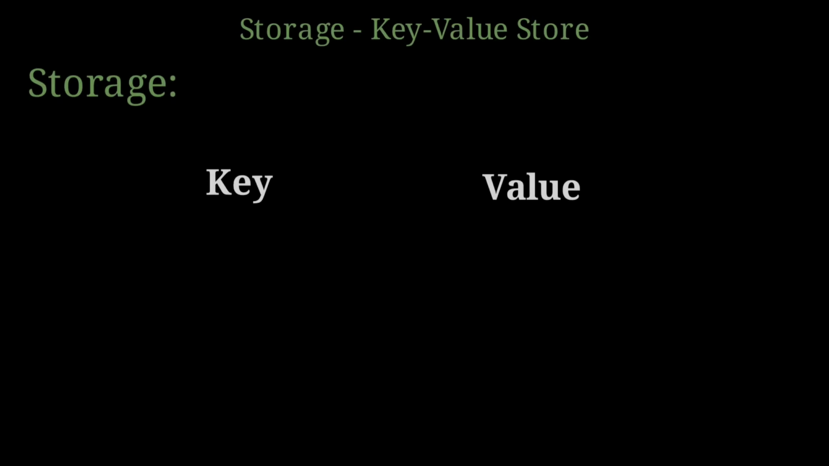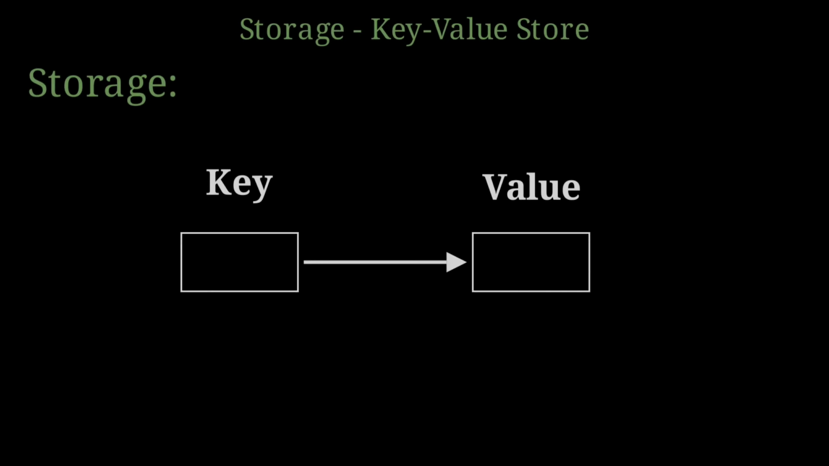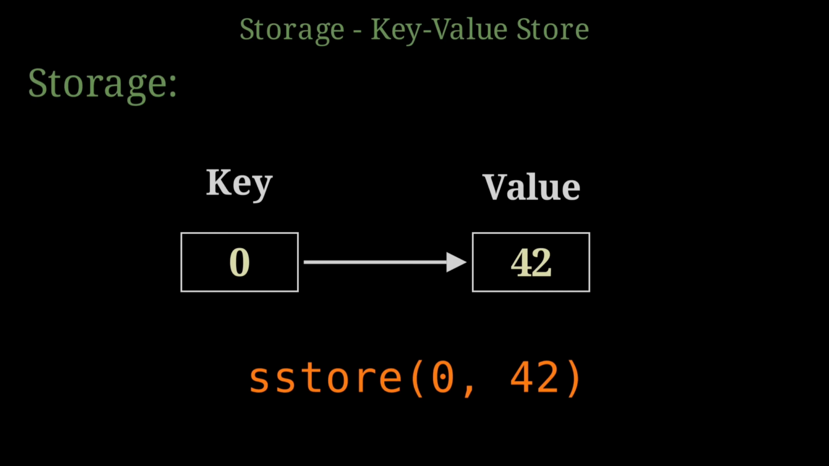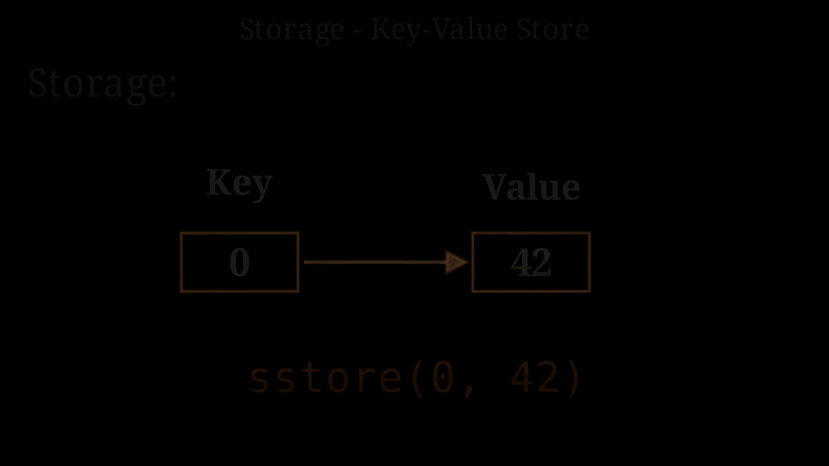Storage works differently. It's organized as a key-value store. Think of it like a massive dictionary or hash map. On the left, we have keys. On the right, we have values. Each key maps to exactly one value. Now let's execute sstore with key 0 and value 42. The key is 0 and the value is 42. The EVM creates this mapping in storage. This data is now permanently written to the blockchain. It will persist across transactions, blocks, and even years. That permanence comes at a cost, though. Storage operations are among the most expensive operations in the EVM.